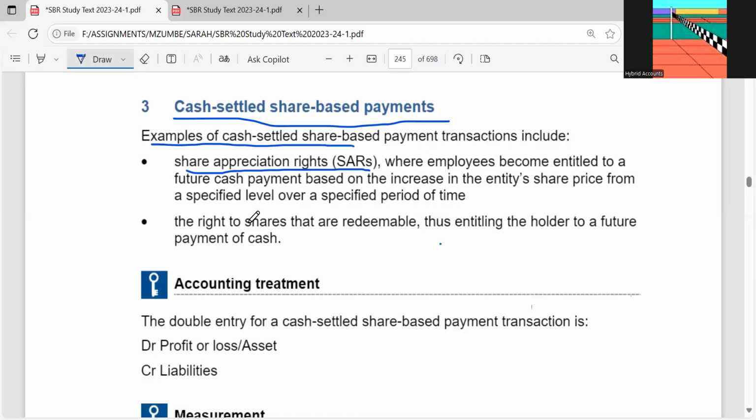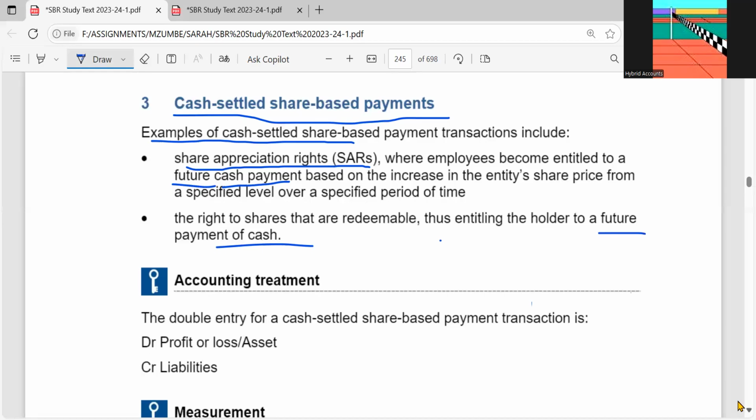But also it could be in this form: the right to shares that are redeemable. You know, shares that are redeemable means they have to be repaid, so the cash would still be given out. That's why you say cash settled. It is going to be settled in cash, entitling the holder to a future payment of cash. That's our point here, so you should know those things.